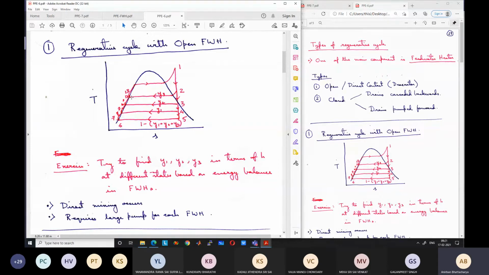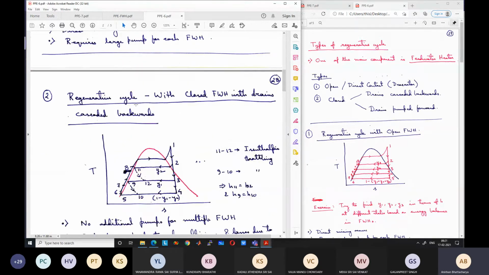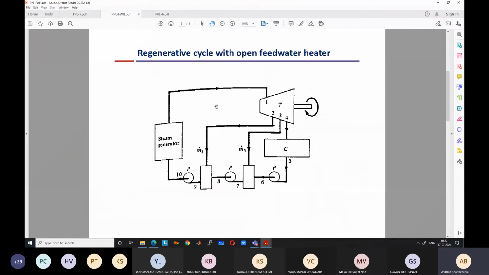So we will take a look now at the second type, which is the regenerative cycle with closed feed water heater with drains cascaded backwards. I will explain what this cascaded backwards means. Let us take a look at the component diagram. I have uploaded these slides also in the Teams portal. Later on you can go through them and compare with the TS diagrams that are present in the notes.